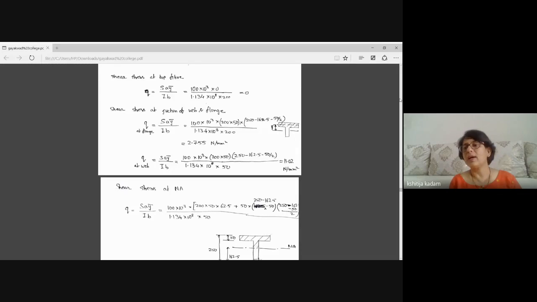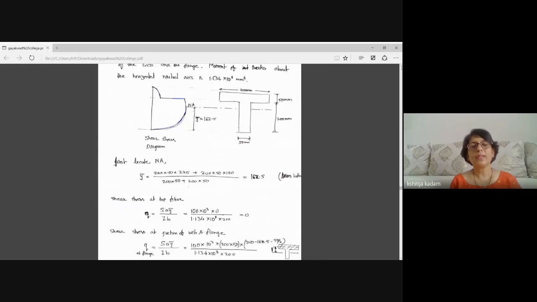So you can see in the diagram, there is a sudden change in the stress diagram. Because the formula says that shear stress is inversely proportional to B. So in flange, B is large, so shear stress is less. In web, B is very small, so shear stress is suddenly increased at the junction.